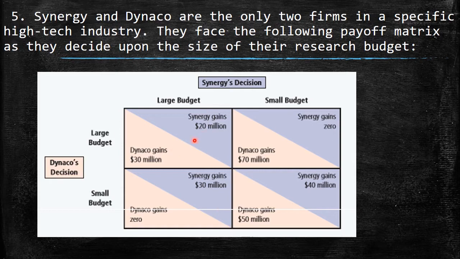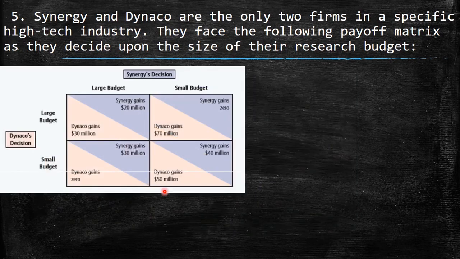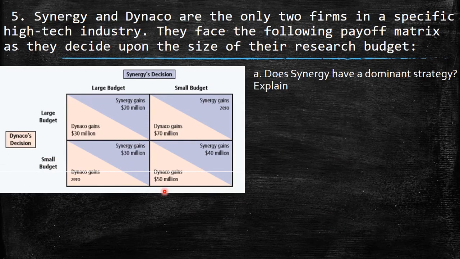Just to understand, if both play large budget, Dynaco will get 30 and Synergy will get 20, and if they play small budget, it should be 40 for Synergy and 50 for Dynaco. If Synergy plays large budget and Dynaco small, Synergy will get 0 and Dynaco 70, and the opposite is similar, but this time it will not get 20, instead it will get 30. Okay, then the first question says, does Synergy have a dominant strategy? Explain. So we will see.